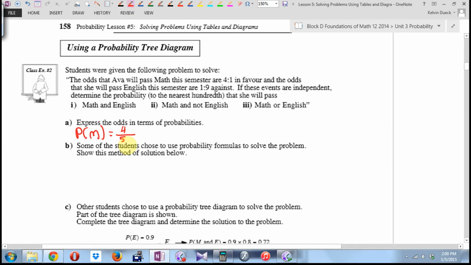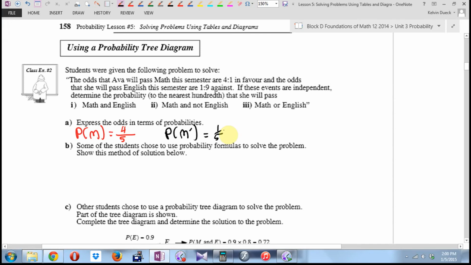Where'd the 5 come from? What you're saying is out of 5 possible outcomes, 4 are in favor, 1 is against. 4 out of 5 chance of passing. By the way, by a lovely extrapolation, what's the probability of not passing math then? Do the math in your head, please. 1 in 5. Okay.